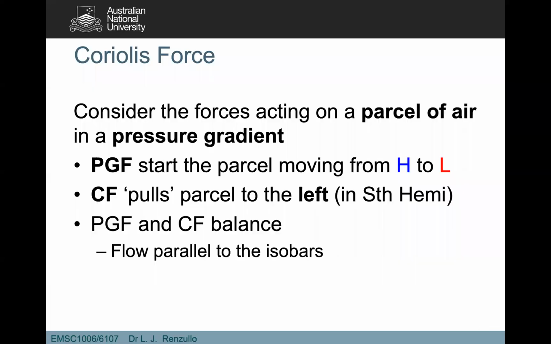So let's think a bit more in detail about the Coriolis force. If we put a parcel of air in a pressure gradient field, the parcel will move from an area of high pressure to low pressure. That's the pressure gradient force at work. But if we're in the southern hemisphere, there'll be a deflection of the motion to the left. What happens when pressure gradient force and Coriolis force balance? You get a flow that is parallel to isobars. Now, isobars are the contour lines, recall, of the pressure system.